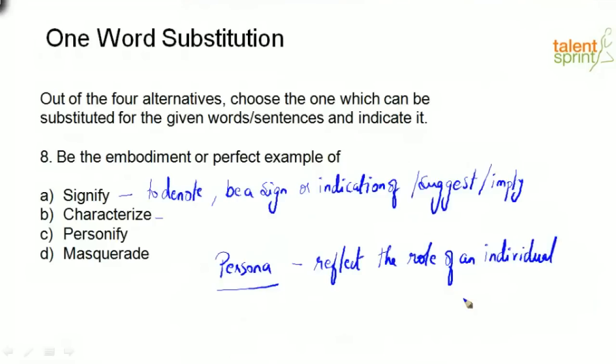You think, you act, you behave, you move like that person. So basically, it's the aspect of someone's character that is presented to or perceived by others. You could say a public persona. So having said that, option C seems like our best bet, but let's look at masquerade.